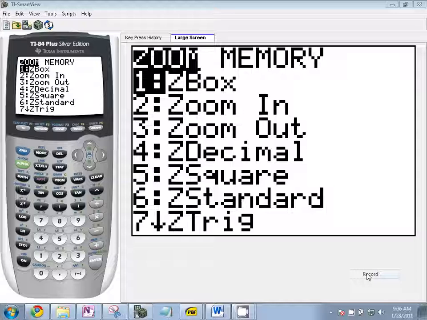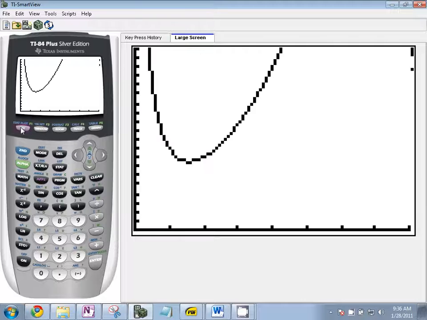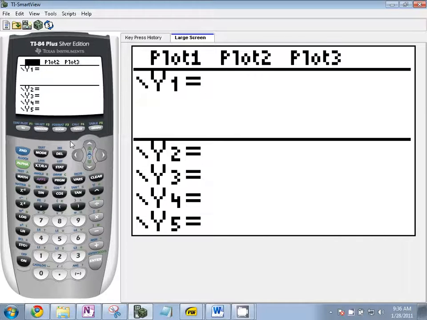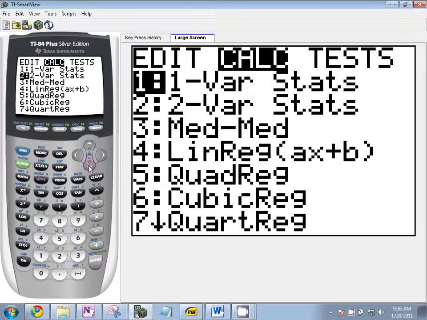Data. Let's zoom stat. It's 9. Oh, I need to turn off. What do I have? I got to turn that off. Turn plot 1 on. Zoom 9. There it is. So it spikes up. What model do you want to try to use? Cubic? So stat, calc, cubic regression.